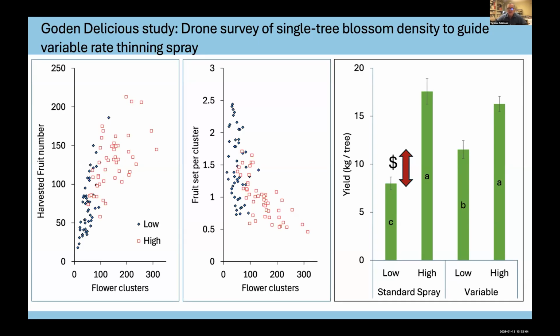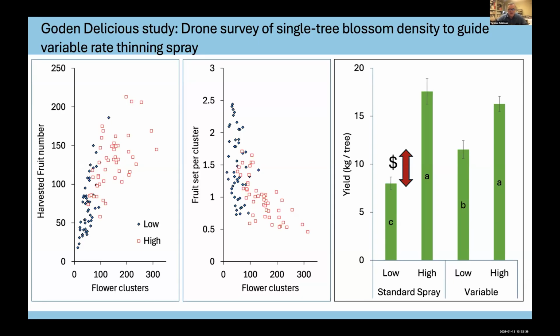But in the standard spray, the low blooming trees got sprayed and they were thinned down to about 8 kilos per tree. Whereas in the variable rate, the sprayer skipped those and we had around 12 kilograms of the low blooming trees. That difference is the dollar value of variable rate spraying. It's most valuable when you have variable bloom and you can spray trees differently.